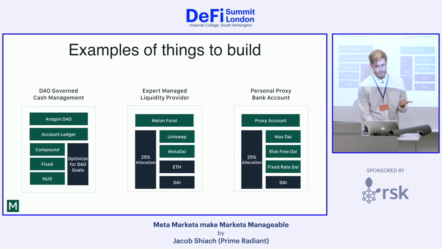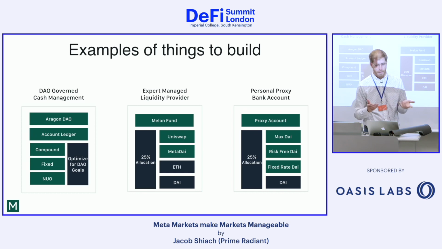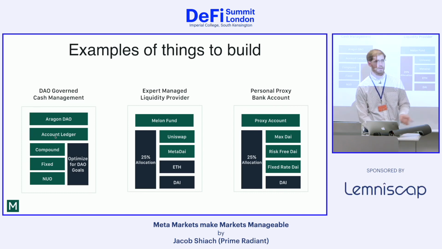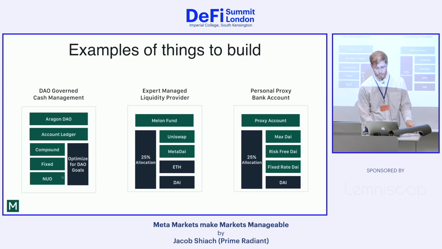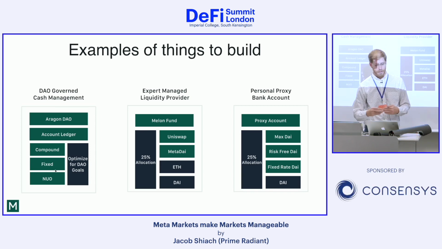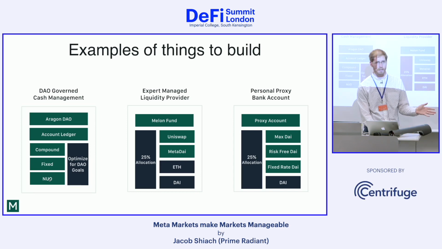So you can do DAO governed cash management. Say you're a DAO and your DAO had a few million, you wouldn't want to just have it all sitting in DAI or sitting in Ether. You'd probably want to manage that with Compound, fixed rates, and maybe you like Nuo, you can put it in Nuo.